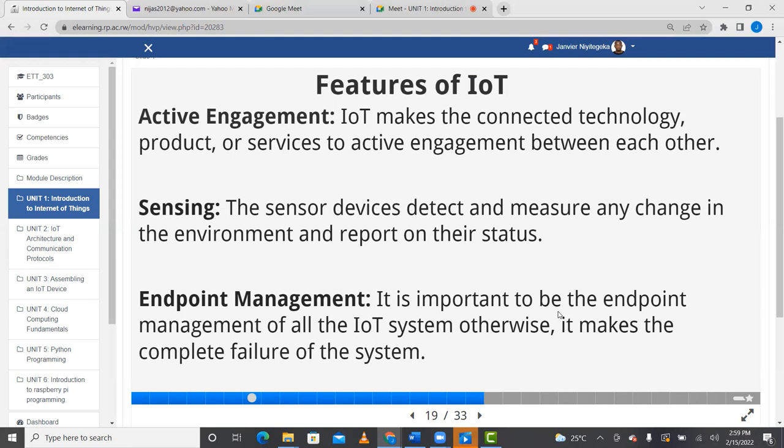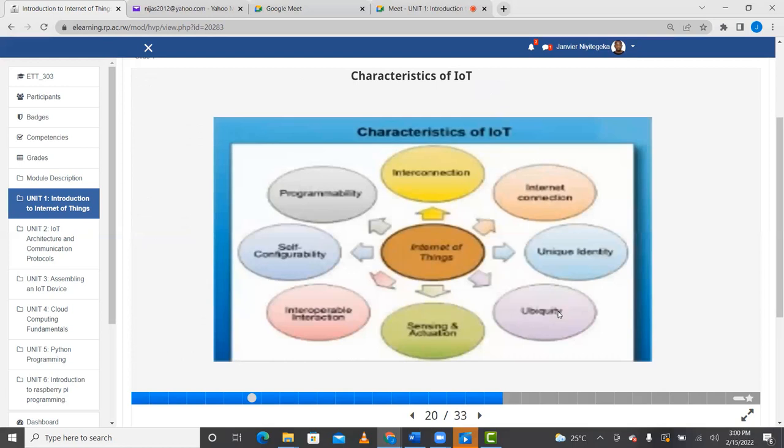Those systems must have sensing capabilities. With sensing capabilities, the sensors are able to sense the environment and measure any change in the environment. We have endpoint management. Those IoT devices that are collecting the data from sensors have a unique identification in the platform so that they can be authenticated, discovered, localized, and managed via the IoT cloud platforms.